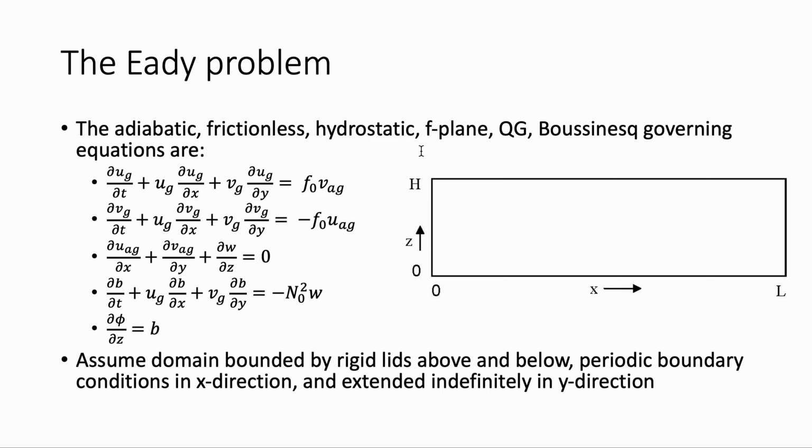We are assuming a very simple boundary, and this boundary is bounded by rigid lids, both above and below. It's periodic in the longitudinal coordinate, and it's infinitely extended in the y direction. Remember, this is an f-plane, right? So we're assuming an infinite equator, in a sense. So it would be a bit like a cylindrical planet, okay?